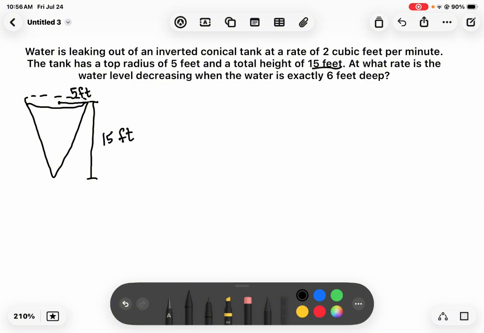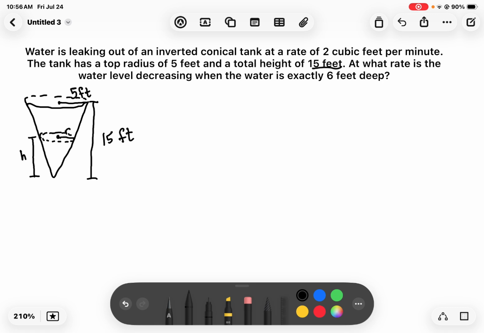And so we want to know the rate at which the water level is decreasing when the water is exactly 6 feet deep. So let's say the water level is this deep, right? We'll let h represent the height of the water, and then the radius of the water level, we'll call that r. All right, good.